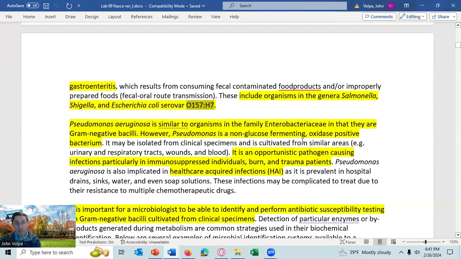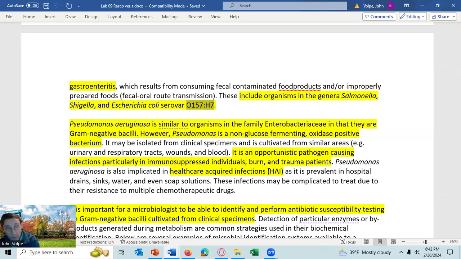The Pseudomonas family can be opportunistic pathogens, particularly Pseudomonas aeruginosa, which is often involved in infections involving immunosuppressed individuals, burn patients, and trauma patients. And these infections are often called healthcare acquired infections, which we previously called nosocomial infections. Any question about any of that?